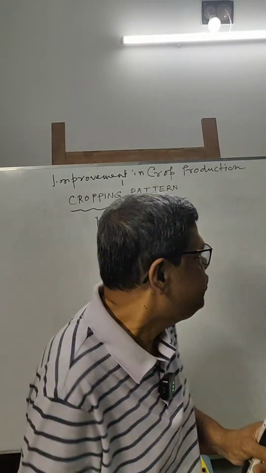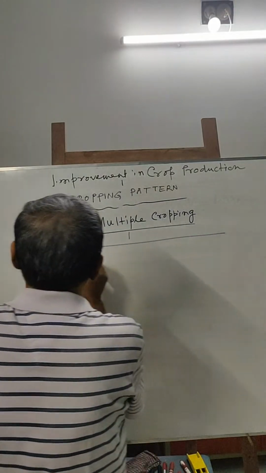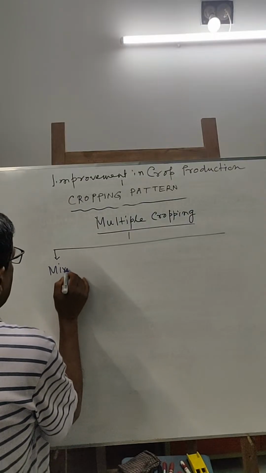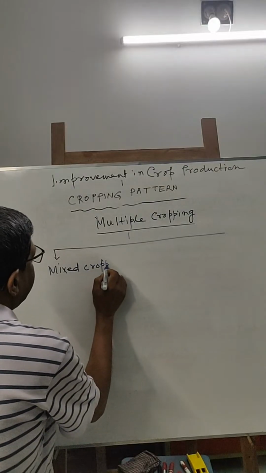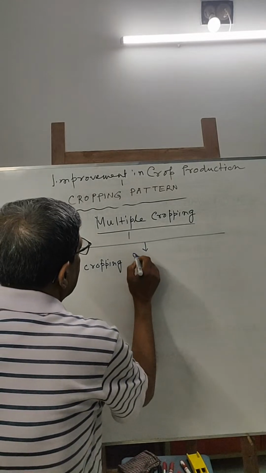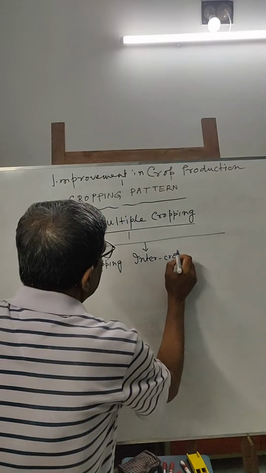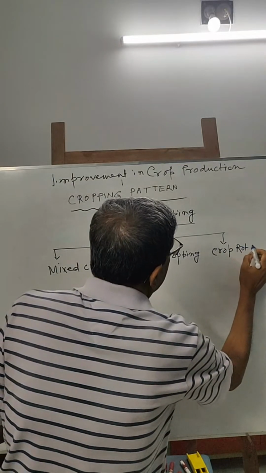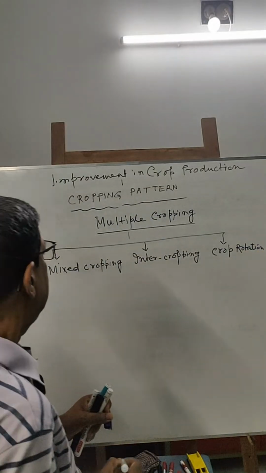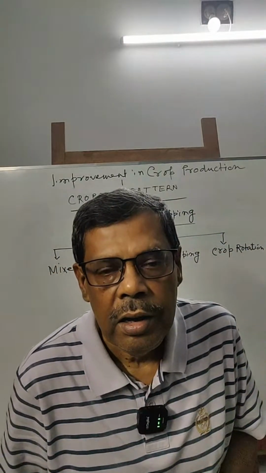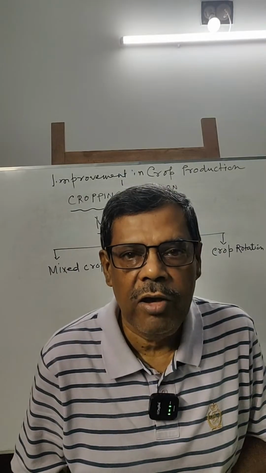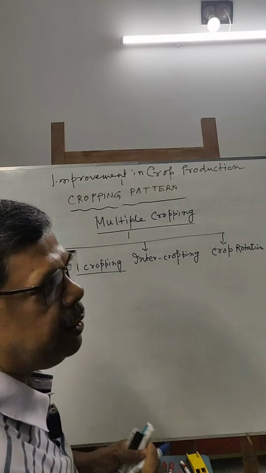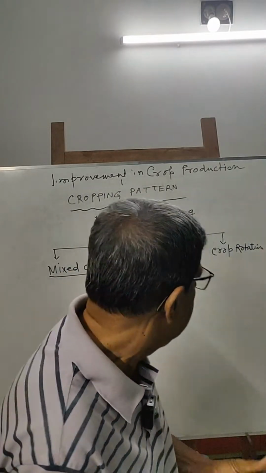This multiple cropping is divided into 3 types. First, mixed cropping. Next, intercropping, and third one is crop rotation. These are the three types of multiple cropping. First, I will discuss about mixed cropping.